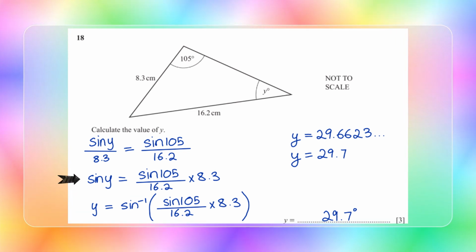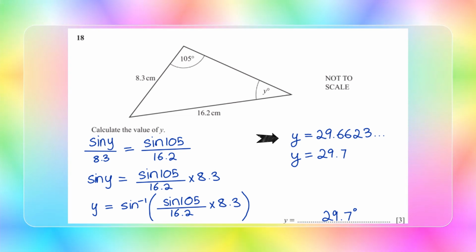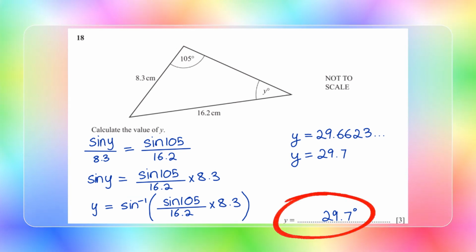Multiply both sides by 8.3. Then take sine inverse of everything on the right side. This gives us y equals 29.6623, and so on. Rounding to one decimal place gives us y equals 29.7. Therefore, the answer is y equals 29.7 degrees.